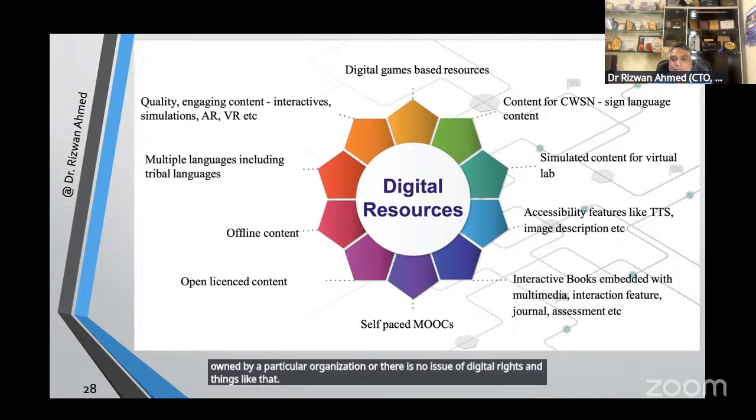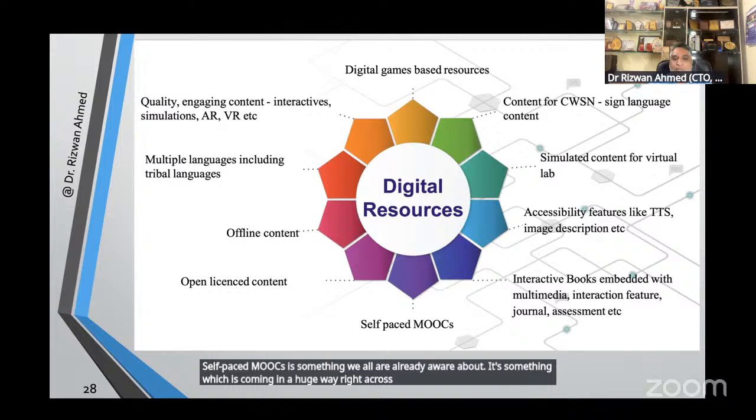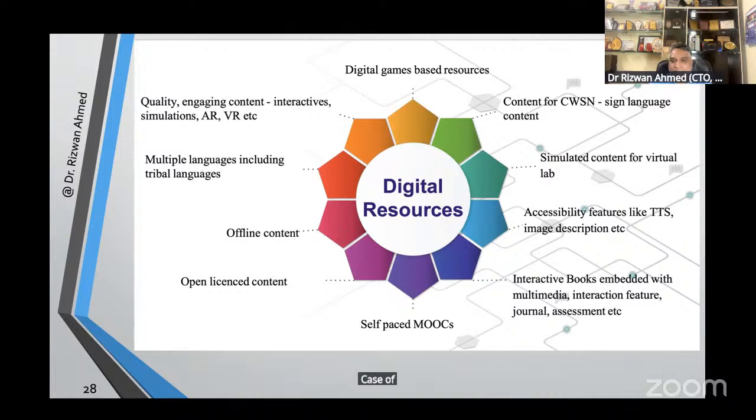Self-paced MOOCs is something we are all already aware of. It is coming in a huge way, right? Across many education sectors, and more importantly, this is becoming more and more personalized, as I was showcasing in the case of Khan Academy. Again, we could have simulated content using virtual labs. We could have features like text to speech, speech to text. We can add image description using generative AI and things like that.